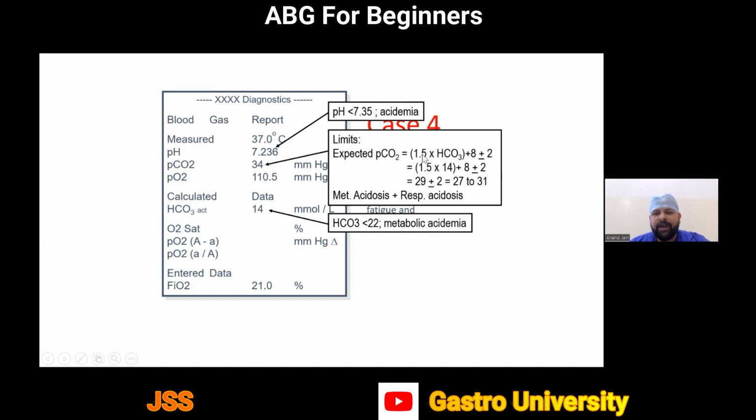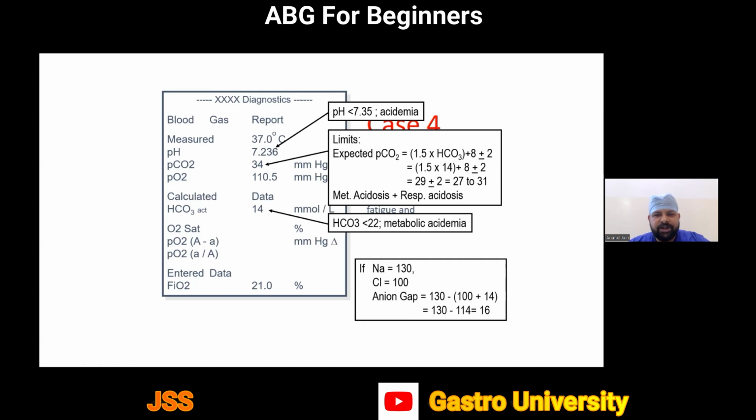That is 1.5 into bicarb plus 8 plus minus 2. So as we can see, 1.5 into 14 plus 8 plus minus 2, I have done the calculations. You can check. So 1.5 into 14 is approximately 21. 21 plus 8 is approximately 29. So 29 plus minus 2, that is 27 to 31. So ideally it should have been in this range, but it is more than that. So this is a metabolic acidosis with an underlying respiratory acidosis.